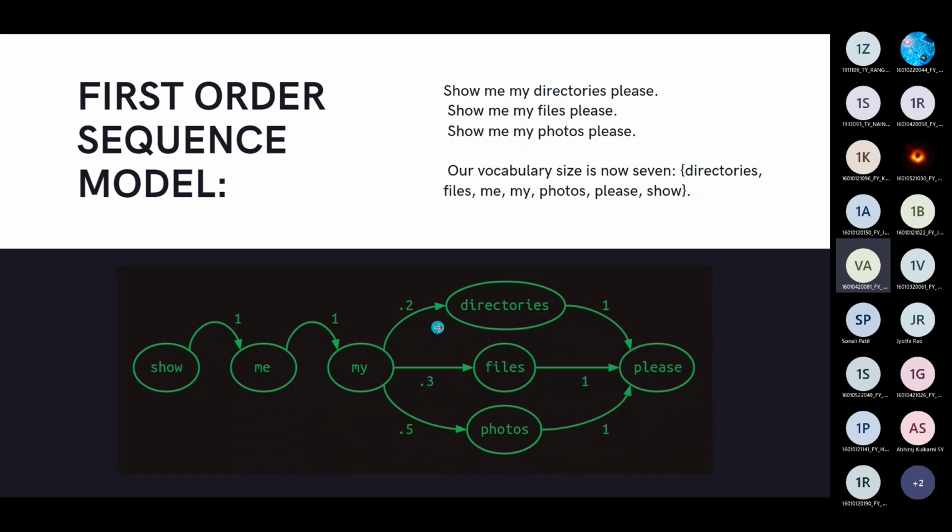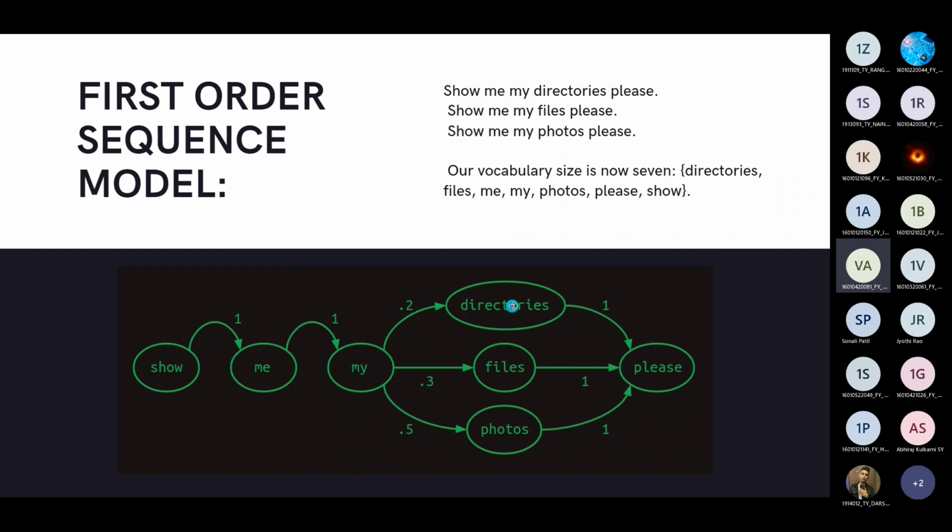some probability associated with it. Suppose you gave these 3 sentences 1,000 times, and the maximum number of times show me my photo was there, so it will give the highest value to my photo, then my files, and then my directory. Understood? In this way, the first order sequence model is done. Basically, the next word is found only on the basis of the word my that is present there.